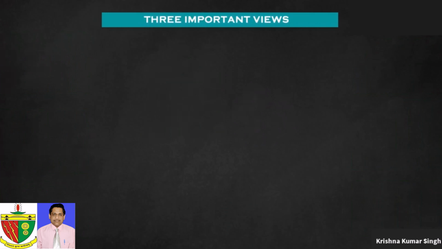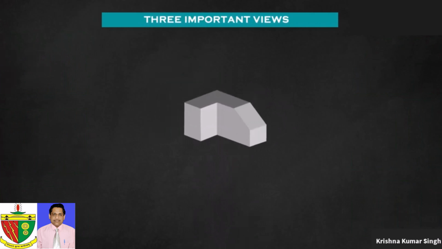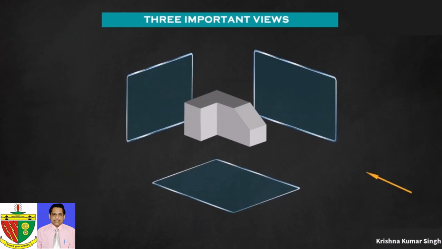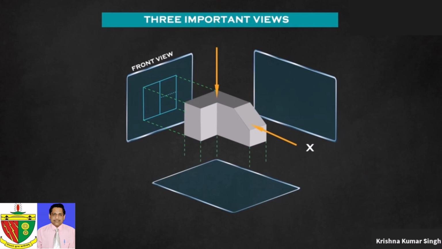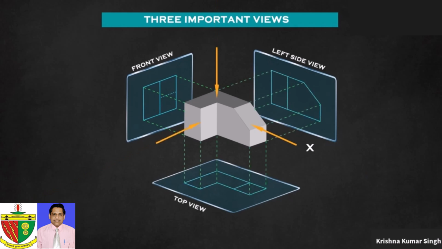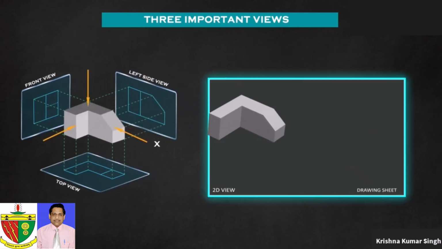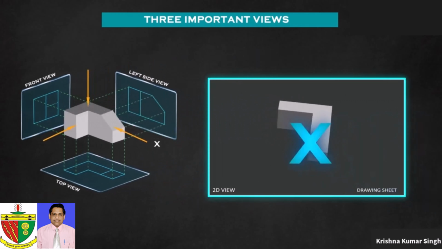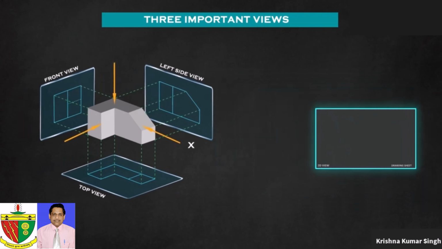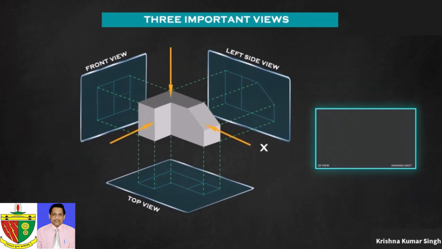3 views are important among 6 views. We can represent any object using these 3 views. They are front view, top view, and side view. We take these 3 views because we cannot draw three-dimensional complex objects on paper. So, we convert it into two-dimensional shapes and draw them on paper.